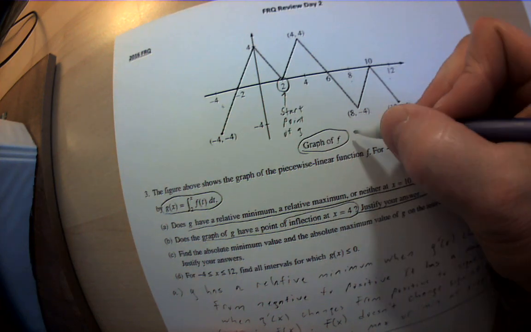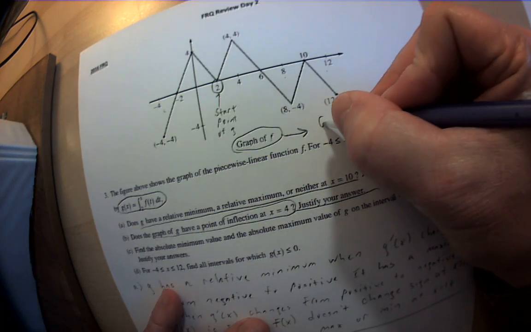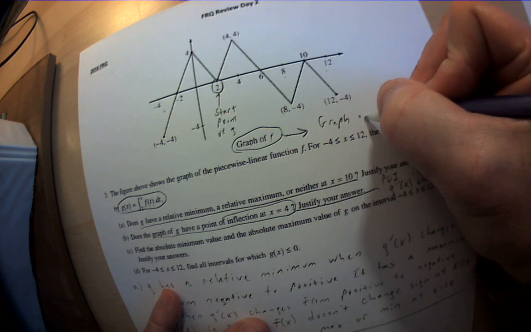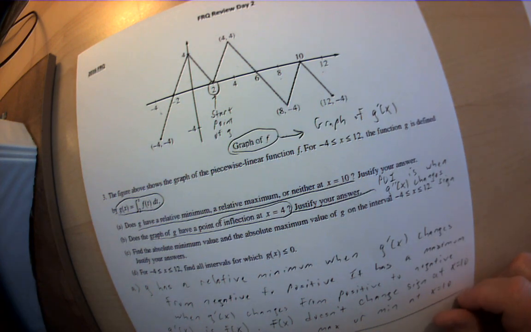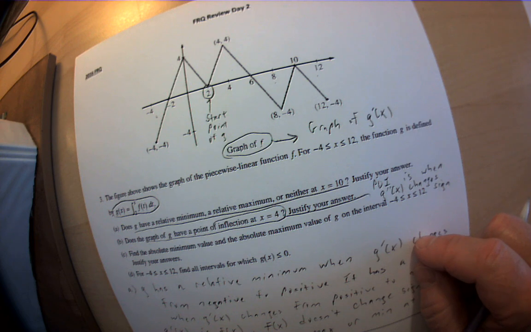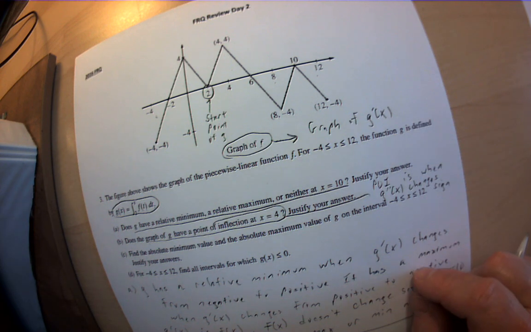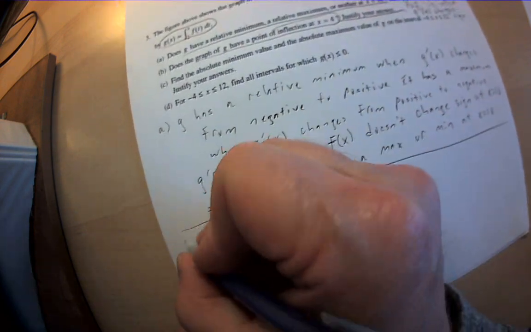I've got a graph of f, which is a graph of g prime. Okay? So I've got a graph of g prime, but I need information about g double prime. Well, g double prime is the slope of g prime. So B.